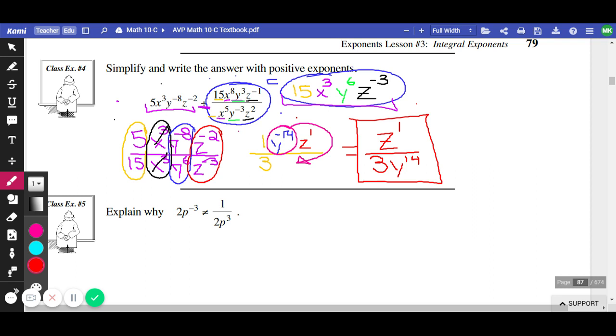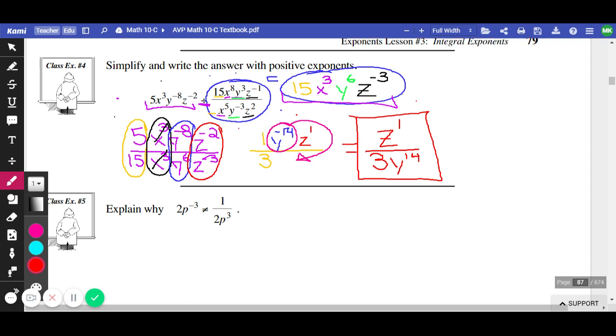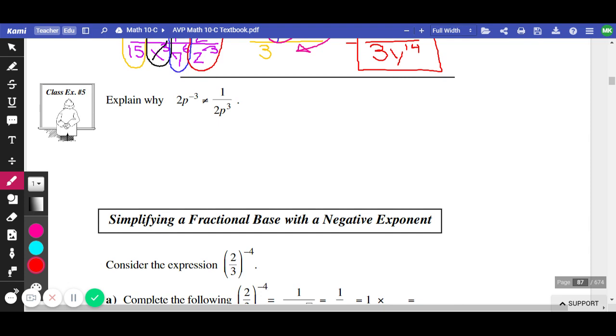Cool. We'll talk about number 5 because it's a good talking point. It says explain why this thing doesn't equal. That's what that means. So it doesn't equal this thing. If you look, it looks like what they did was we have 2p to the negative 3. Negative exponent means move it to the bottom. I get 1 divided by 2p3. Right? That looks like what they did, and that looks like everything I just talked about, so it seems right.